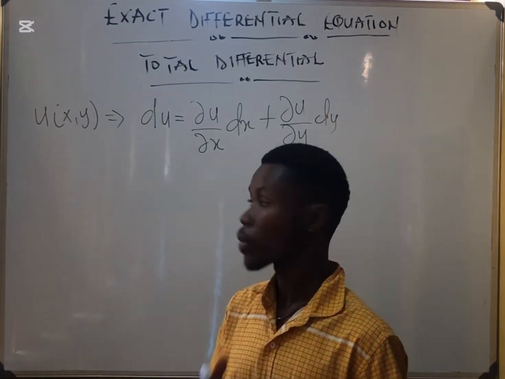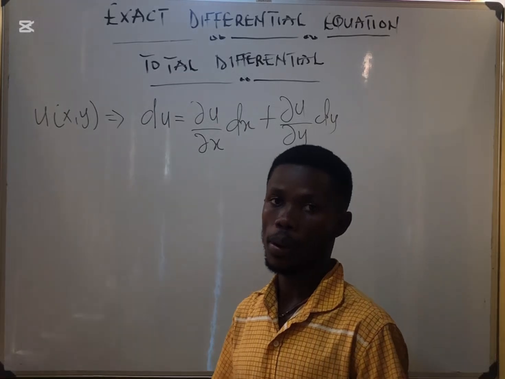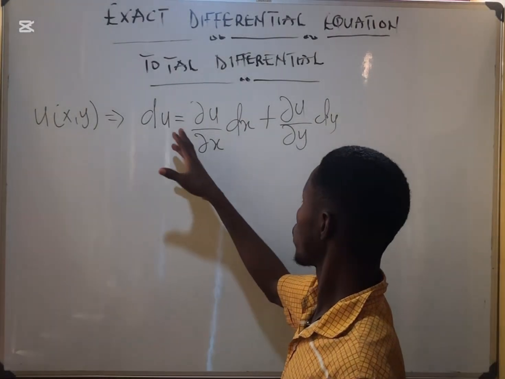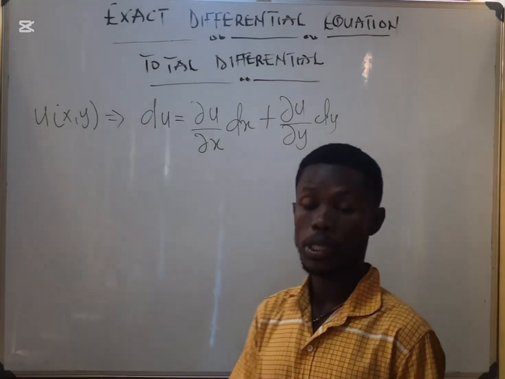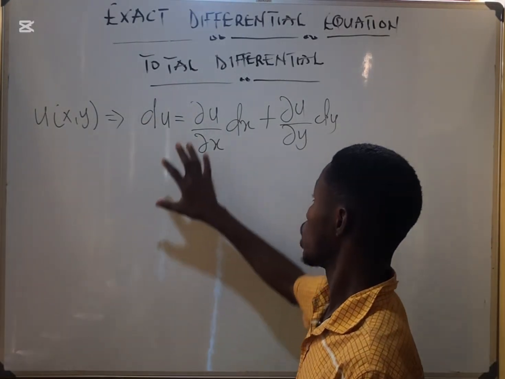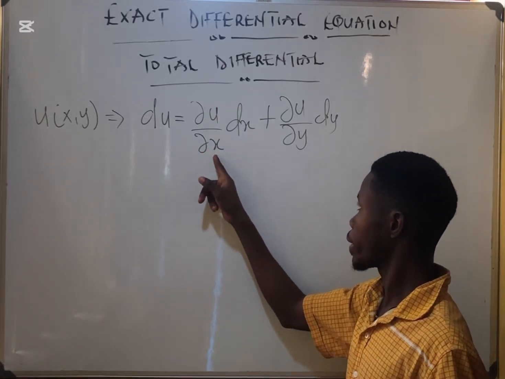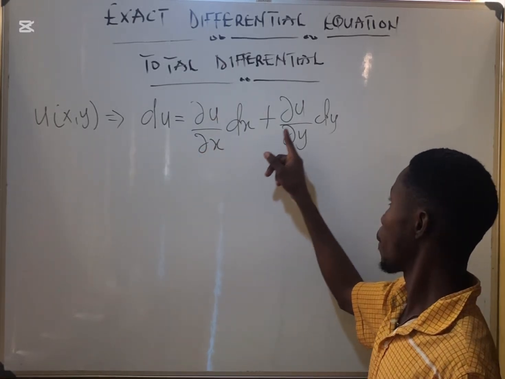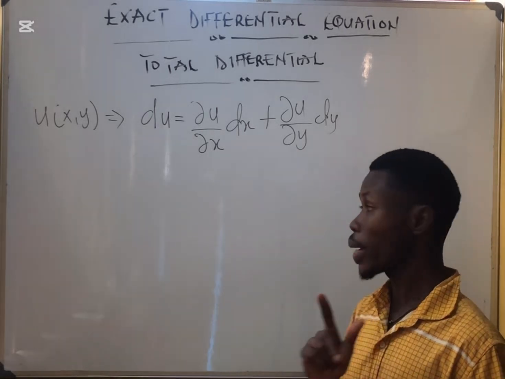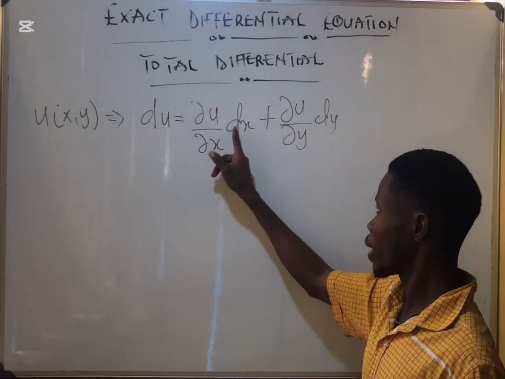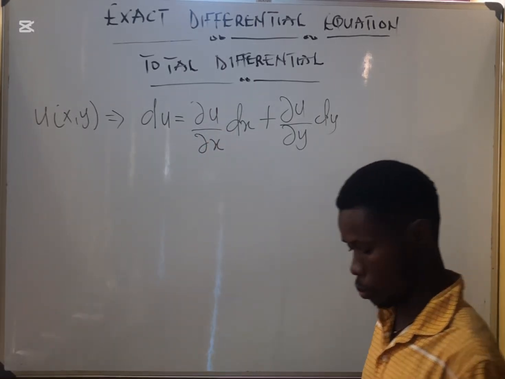Is that okay? So anytime they give you something and they ask you to find the total differential, or show whether it's a total differential or something like that, what you do is that you take the partial derivative with respect to x, then you attach the dx to it. Partial derivative with respect to y, you attach dy to it. Remember that this is delta u and this is d, so they are not the same. Is that okay? Now let's look at an example.